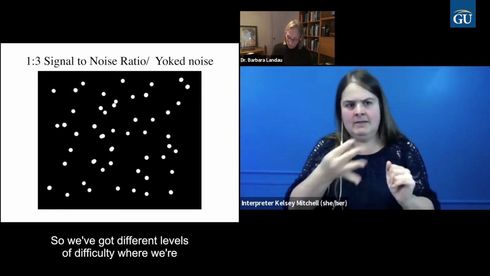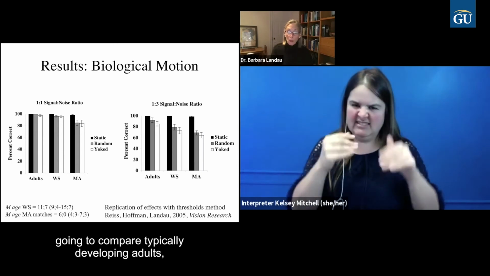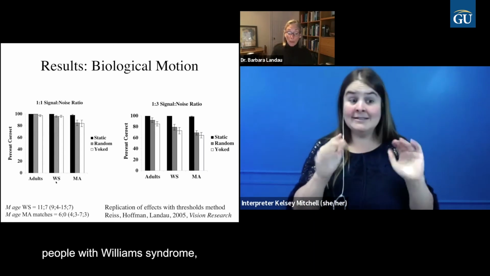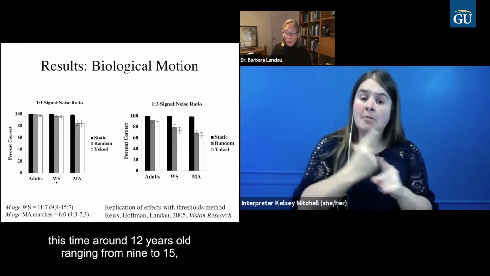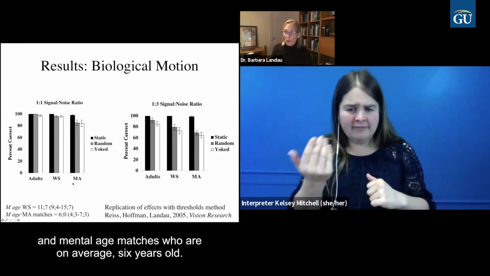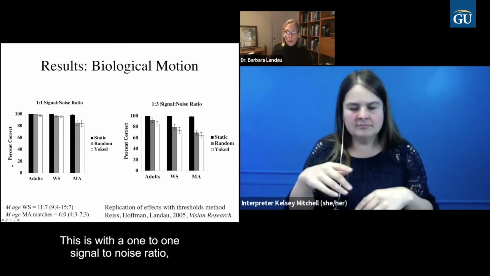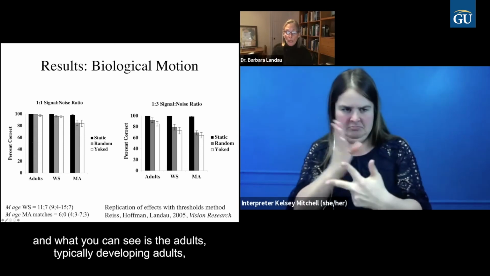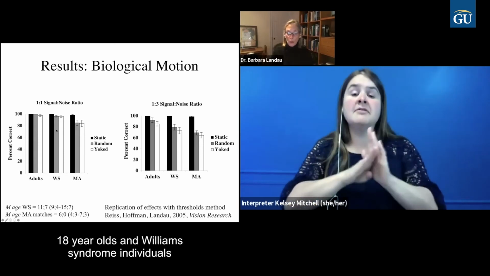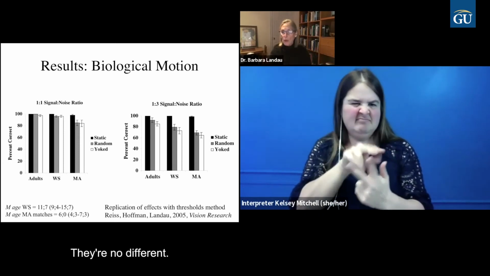So we've got different levels of difficulty where we're going to compare typically developing adults, people with Williams syndrome, this time around 12 years old, ranging from 9 to 15, and mental age matches who are on average 6 years old. This is with the 1-to-1 signal to noise ratio. And what you can see is the adults, typically developing adults, 18-year-olds, and Williams syndrome individuals 9 to 15 are basically indistinguishable. They're no different.